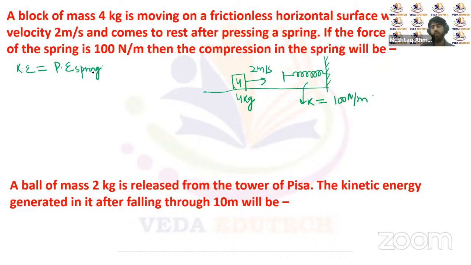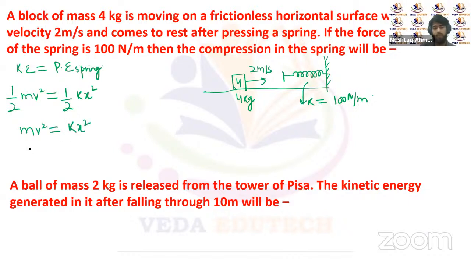And we know the potential energy stored in the spring is half k x square, where x is the compression. Initially the kinetic energy was half m v square. So this will be stored as the potential energy of the spring, that will be equal to half k x square. Or we can say m v square will be equal to k x square.